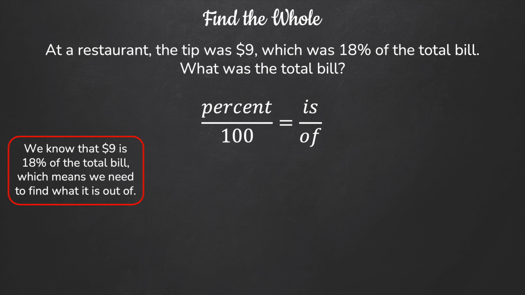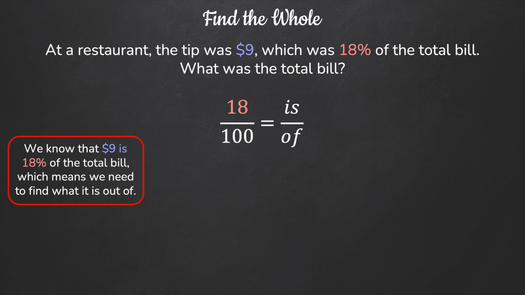So here we have our proportion, and we know we're talking about 18%, so we're going to replace the word percent with 18. And percentages are out of 100, and that's why we have 18 over 100 here. Next, we know that the tip was $9. So $9 is 18%. So we're going to replace this numerator here with 9 because 18% of the total bill was $9. And we want to figure out what the total was. So we want to figure out what 100% of the bill was.